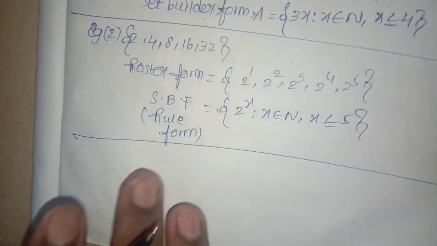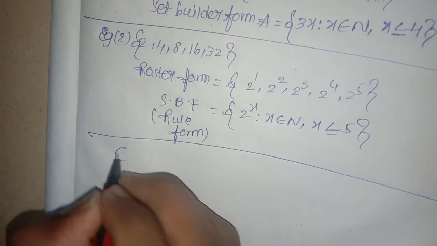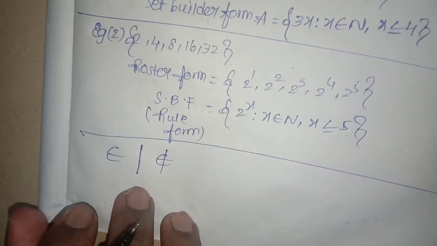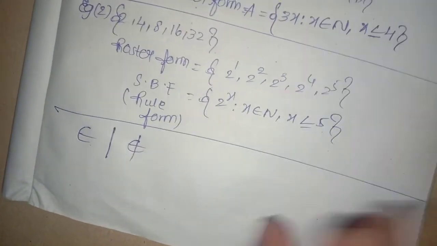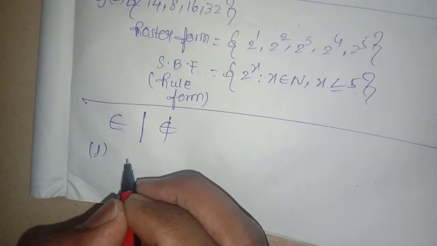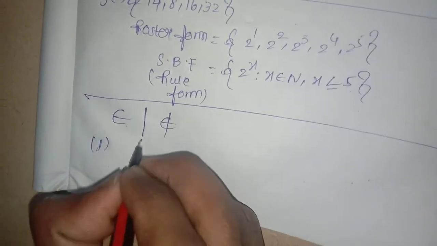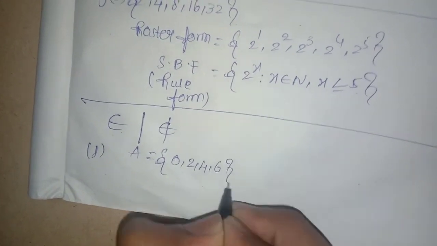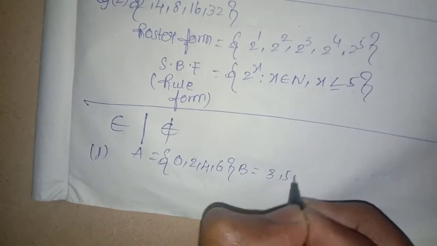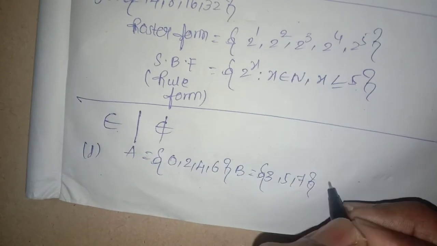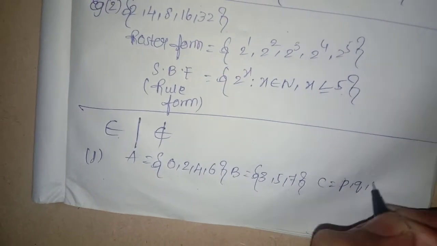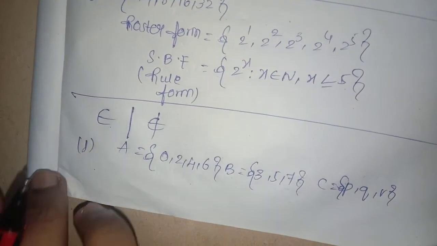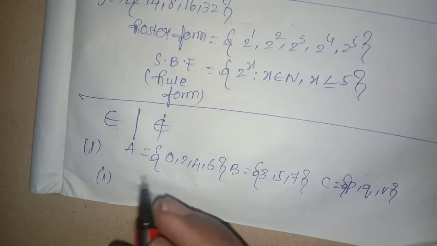Next we will go into a topic that is belongs to and not belongs to. A few questions will be asked in examinations on the basis of belongs to and not belongs to. First question: they are given A equals 0, 2, 4, 6 and B equals 3, 5, 7 and C equals P, Q, R. So three sets A, B, C are given and elements are given. They asked the first question: 0 belongs to A.